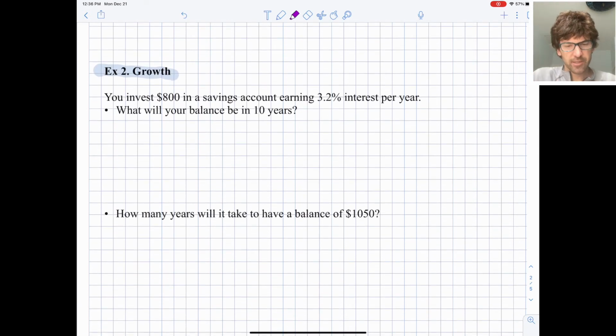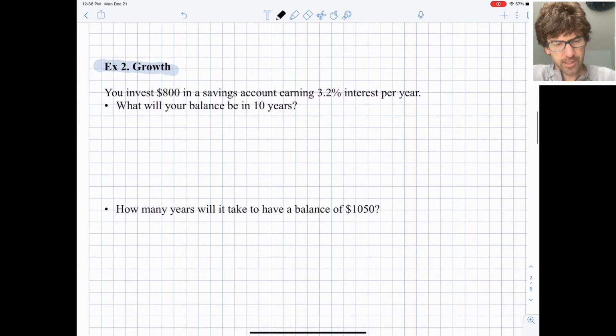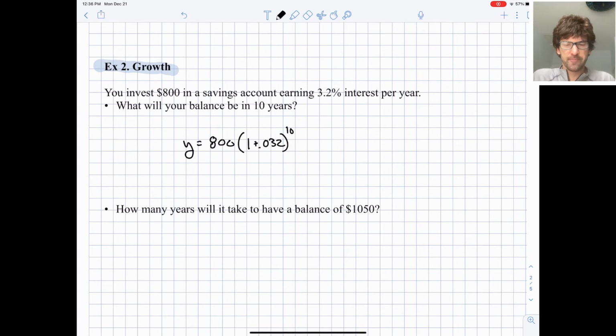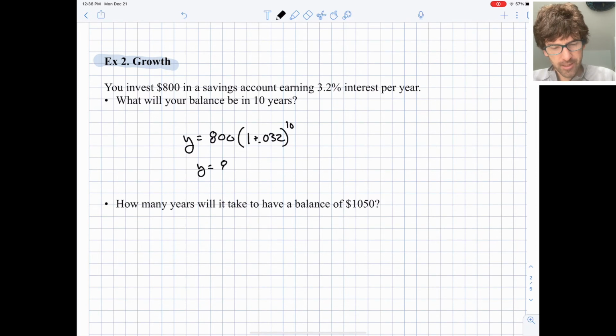You invest $800 in a savings account earning 3.2% per year. What will your balance be in 10 years? So that is dealing with growth. So we're going to have y equals our starting value of 800 times 1 plus 0.032 to the 10. Okay, and we can just plug all those values in. We want to make sure we don't call this a 0.32, it's 0.032. Okay, we want to move that decimal point 2 spots to get a 0.032. Y equals 800 times 1.032 to the 10th. We'll just go to a calculator for that.